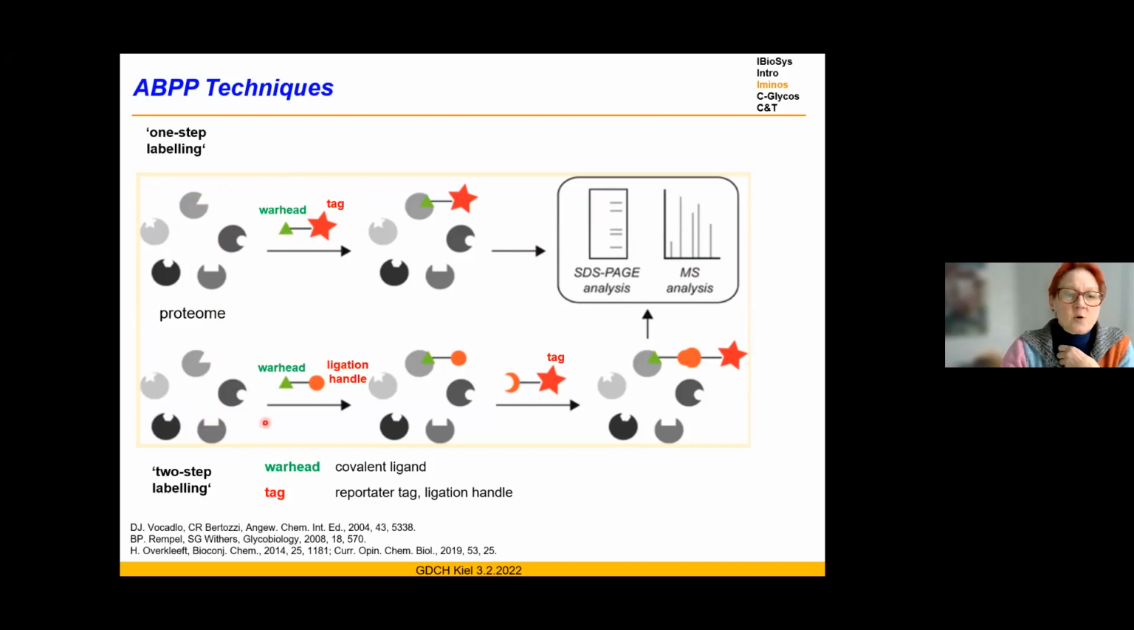And this would be a one-step labeling strategy, and a two-step labeling strategy has also been introduced. So here the probe looks a little bit different. We again have the warhead, a selective electrophile for a certain protein, and we have a ligation handle, for example, an azide or alkyne, which can then, in a second step after labeling of the protein of interest, undergo the tagging with the tag. Sometimes that might be of advantage for different enzymes.